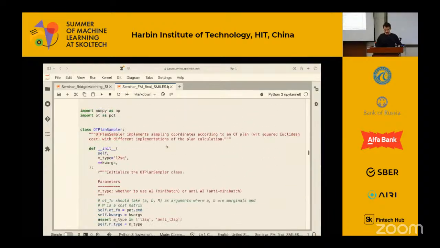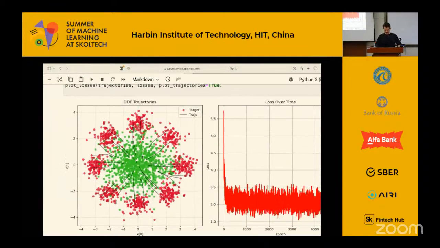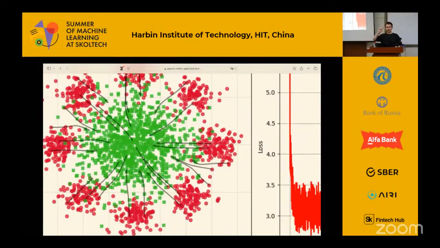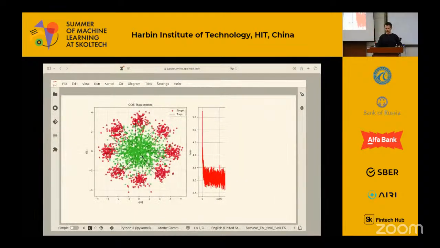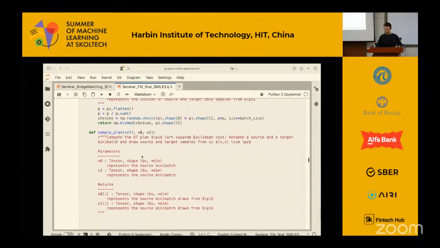Let me recap the previous ones. Another thing is that those trajectories are longer than the optimal transport ones, and they are more curvy. In general, this is harder to infer. It gives more numerical error during inference than the optimal transport ones.